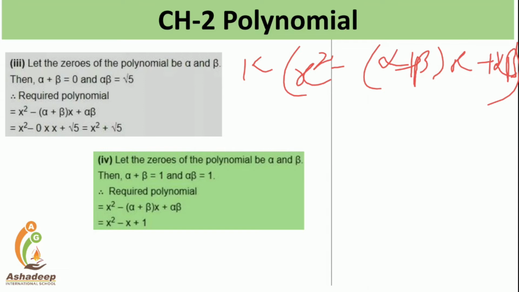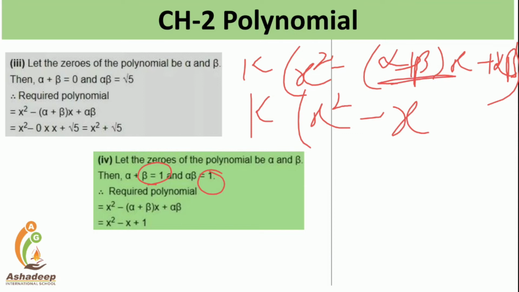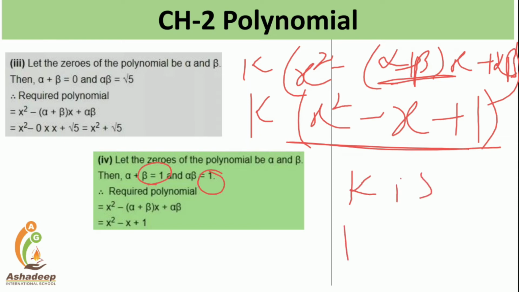Now another example is sum is 1 and product is 1. So it's a very simple sum. K in bracket x square minus x. Why? Because alpha plus beta is 1, so instead of alpha plus beta I'll put 1. So we no need to write out the 1 plus 1. So this is our answer, where k is a real number, right?